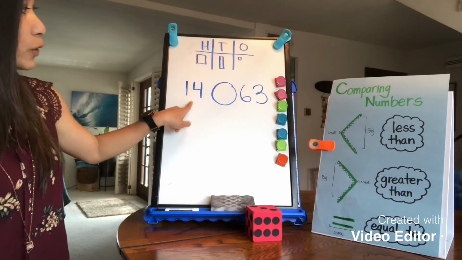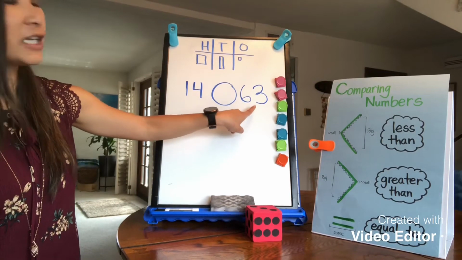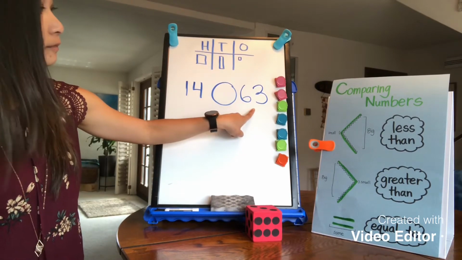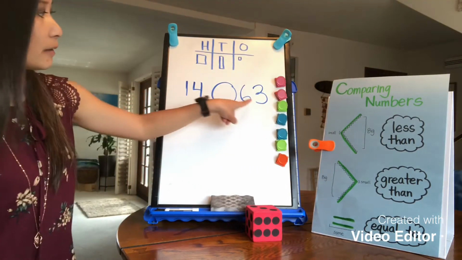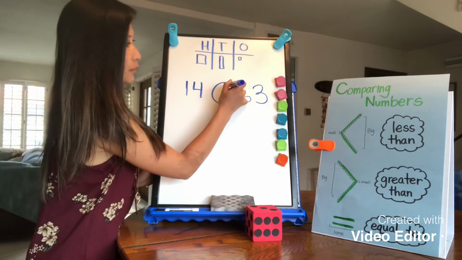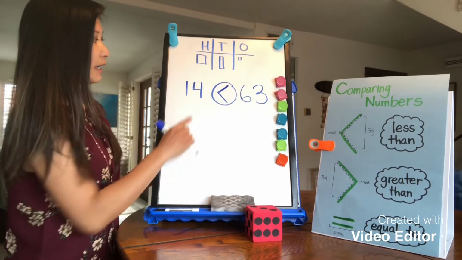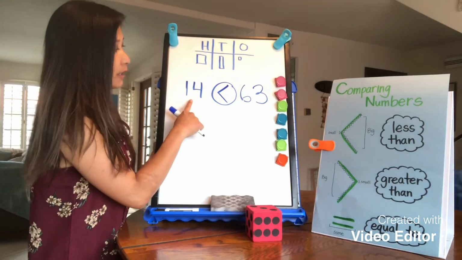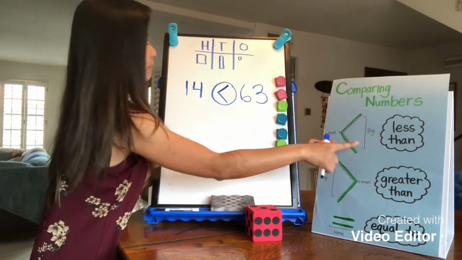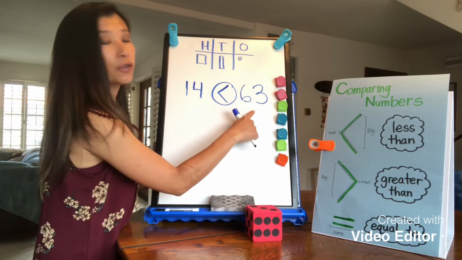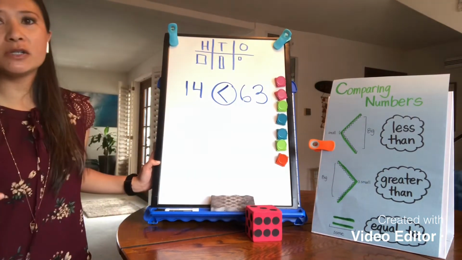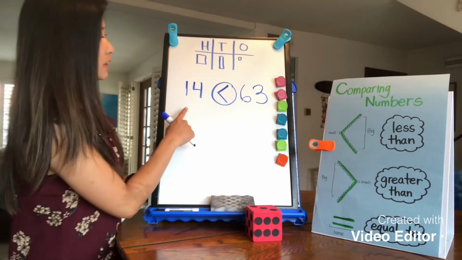So if I'm looking at 14 and 63, and I know that 63 is a bigger number, I know that the bigger mouth eats the bigger number. So I would use the less than symbol, and I could just read and compare the two numbers using my vocabulary words. 14 is less than 63. And watch how I use base 10 blocks to double check my work.